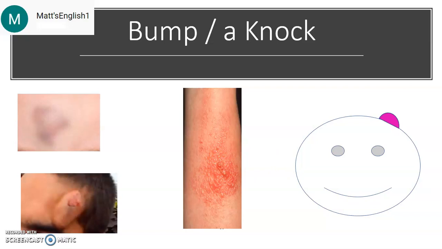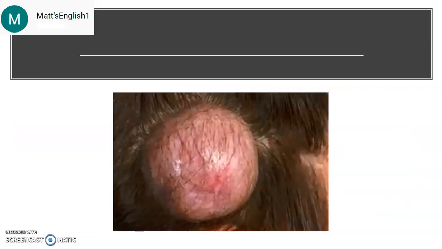Okay, so let's continue. Some head injuries can look like this, and that's a bump or a knock, but we also have another word. And this word also includes things that grow out of our bodies. So we can call this a lump. If you do have a lump, it's a very good idea to go to the doctor.